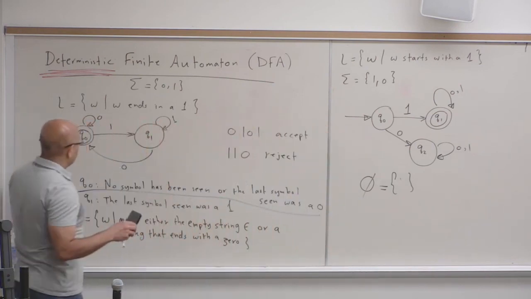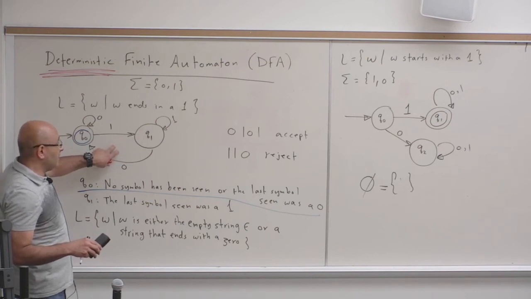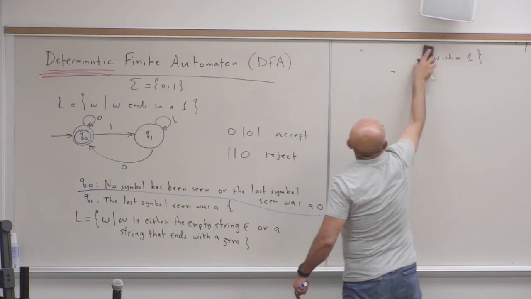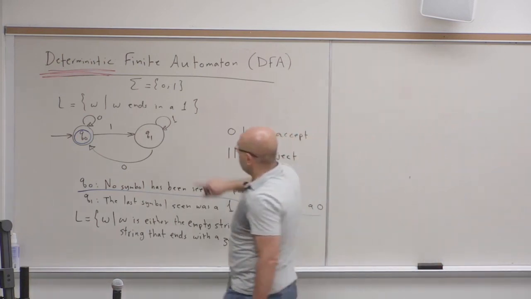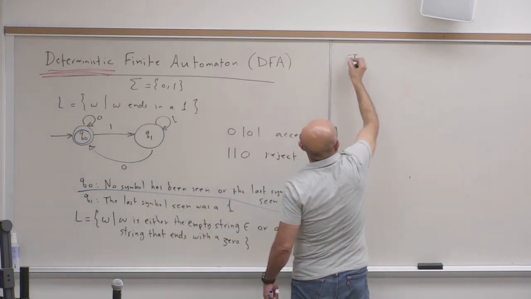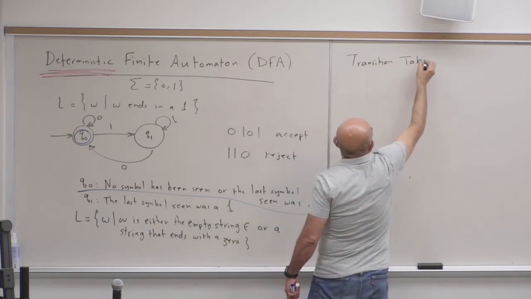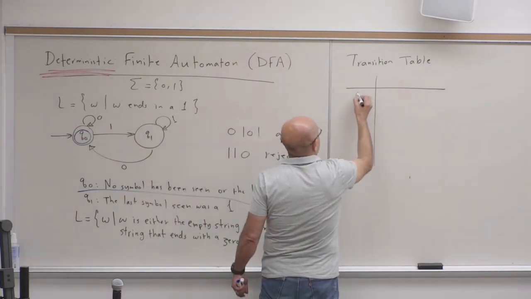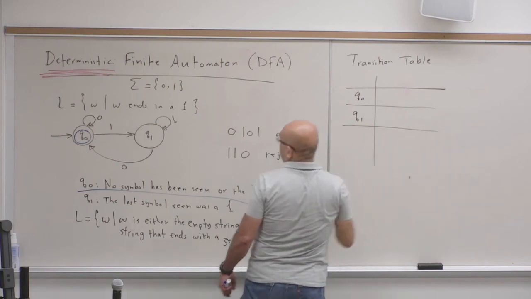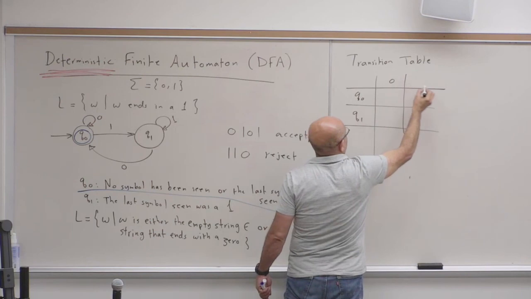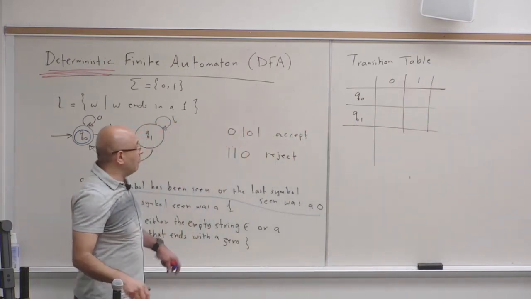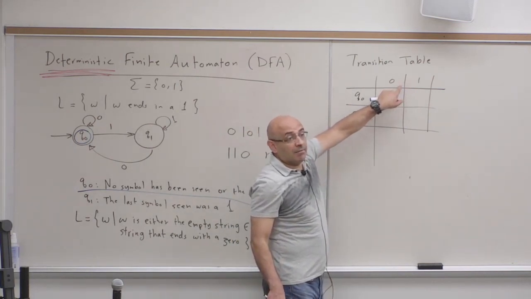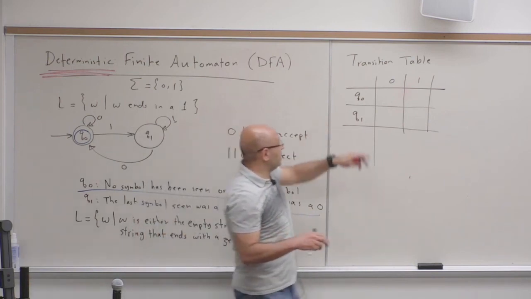Now, in addition to this transition diagram, we may represent a DFA using a transition table, so we can avoid confusion. Let's do a transition table for this. The transition table is going to have in it the states Q0, Q1, and what will happen if I get a 0 and what will happen if I get a 1. In a transition table, there is a row for each state and a column for each symbol in the alphabet.